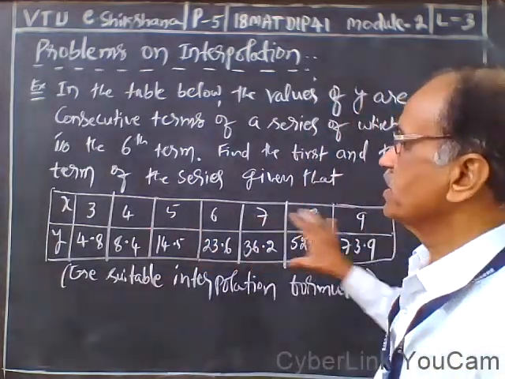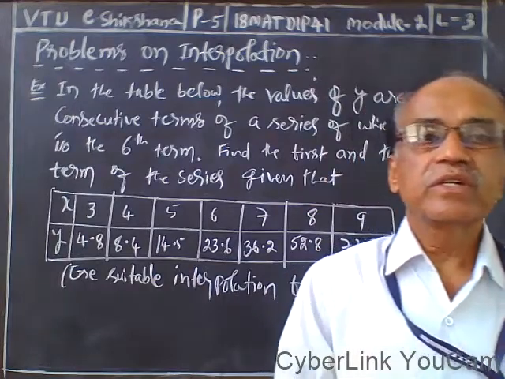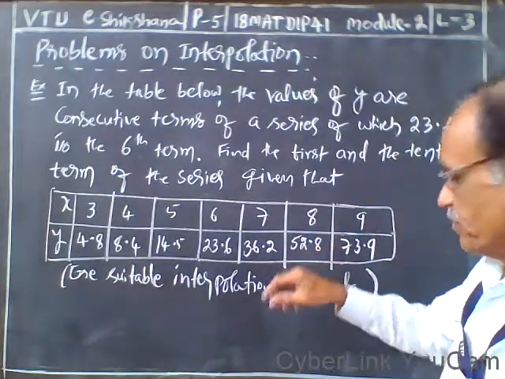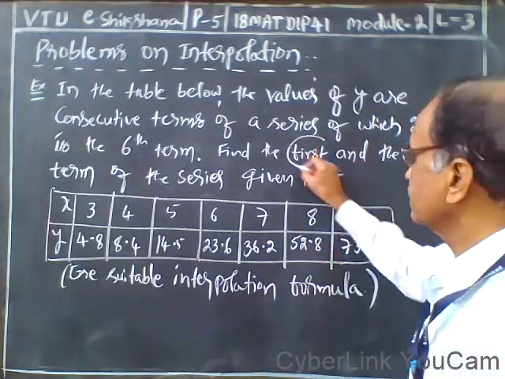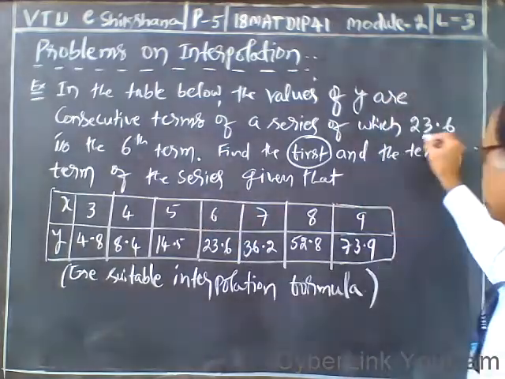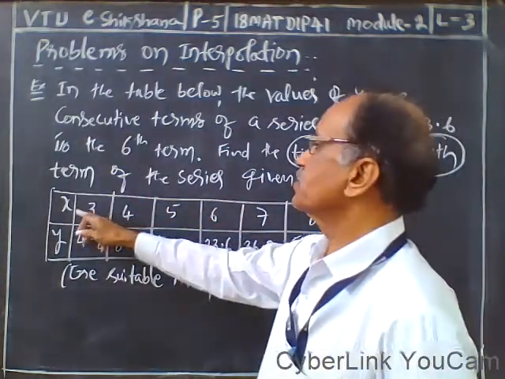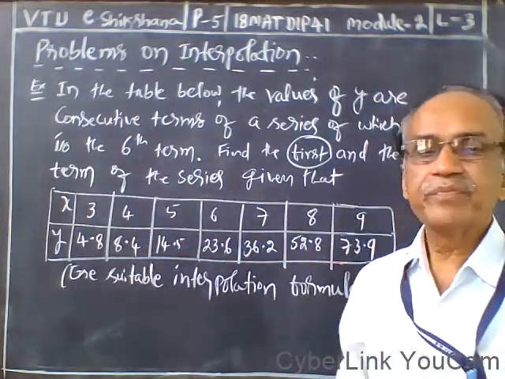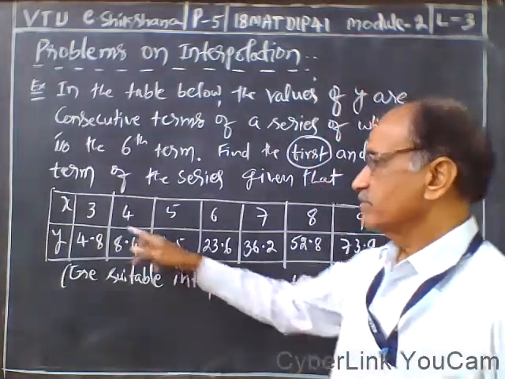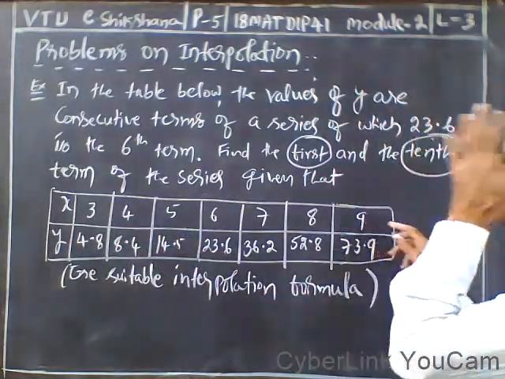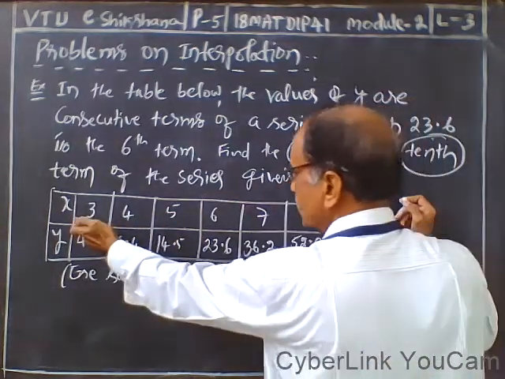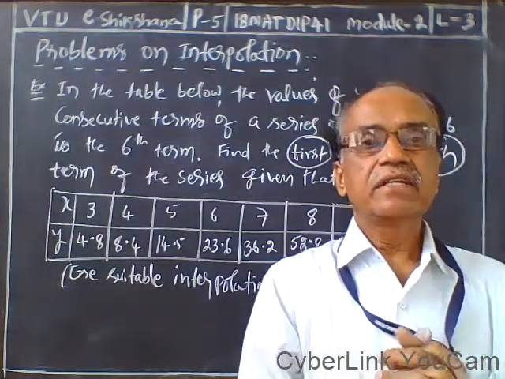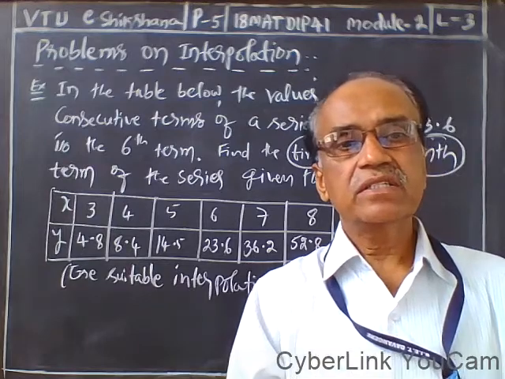When these values are equally spaced, then we can use without any hesitation Newton's forward interpolation formula and backward interpolation formula respectively to find out the first term and the 10th term. That means first term is very close to the beginning of the table and the 10th term is very close to the last term. First number is 3 and the last number is 9. First number means x equal to 1 you are given, which is very close to 3, and x equal to 10 which is very close to 9. Therefore, these values are equally spaced.